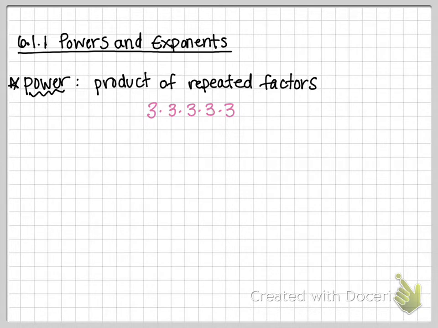So a power is what we call that when we're multiplying the same number by itself multiple times. Okay, product indicates that it's multiplication. The product is the answer to a multiplication problem. So just know that vocabulary. A product means we're doing multiplication. And then repeated factors means we're doing the same thing over and over.